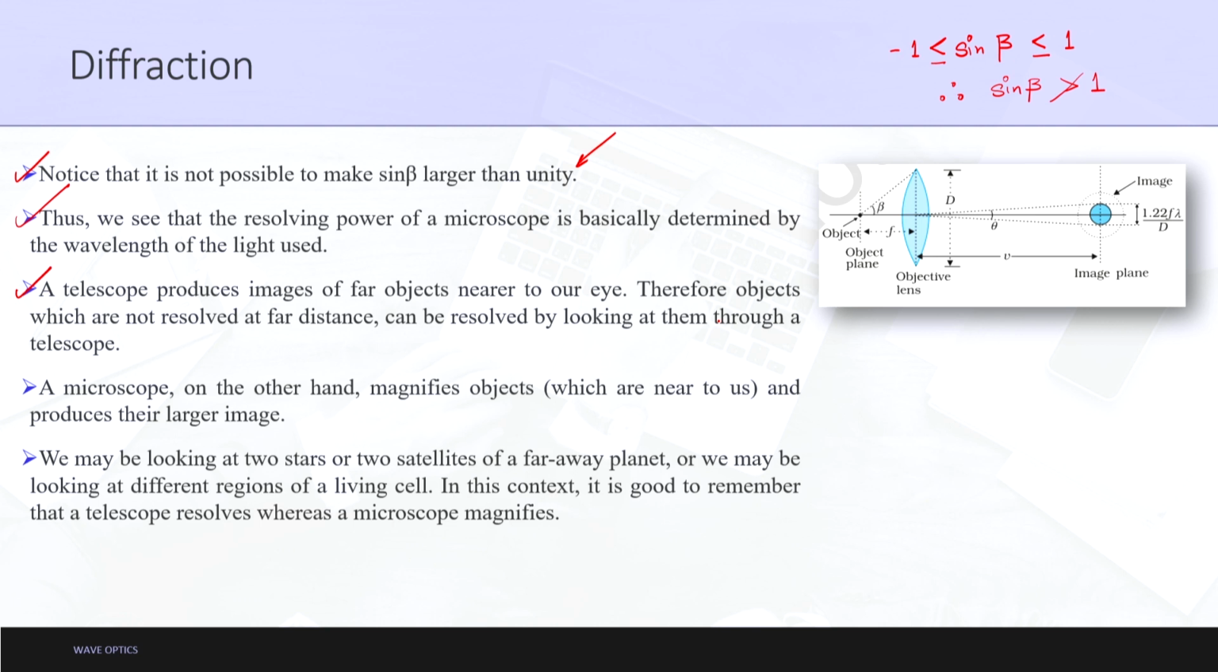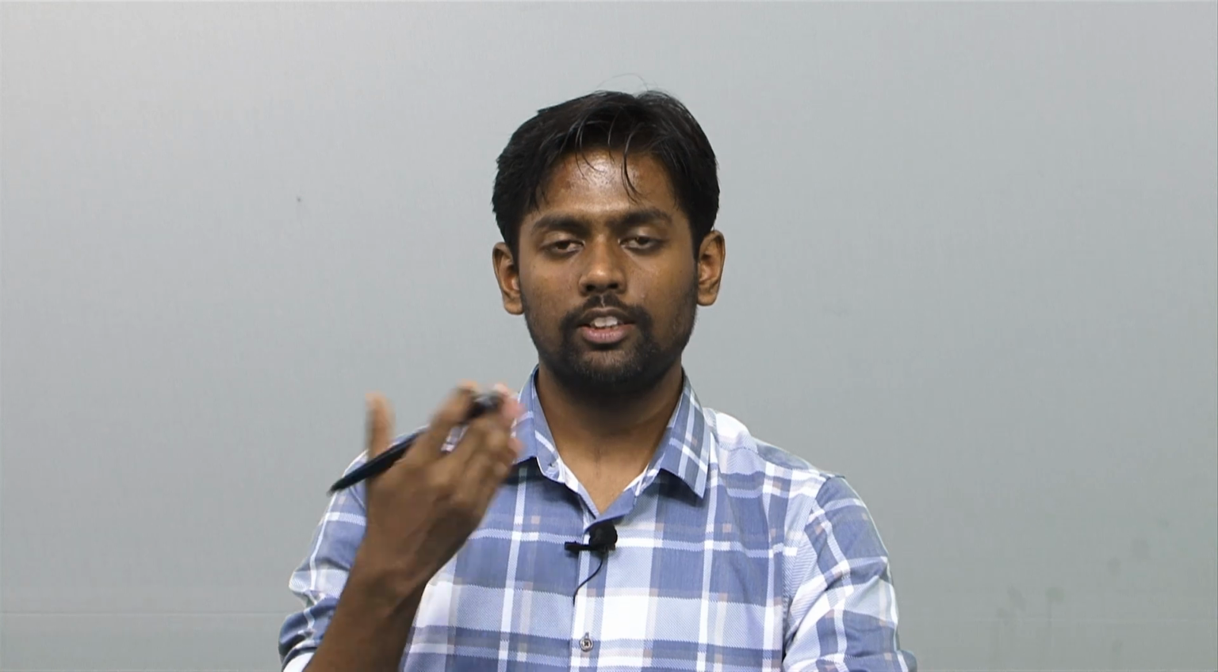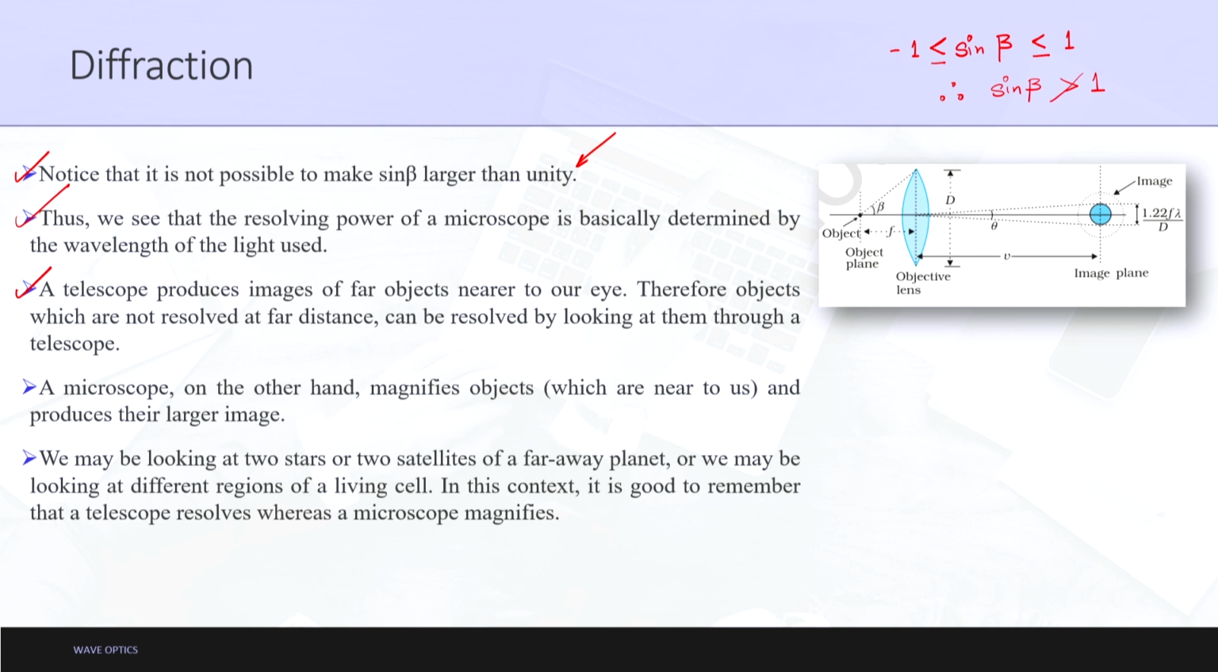Things which we cannot see clearly, such as the moon, stars, planets and comets, which cannot be seen by the naked eye as a very sharp image, can be viewed using a telescope. Similarly, a microscope, on the other hand, magnifies objects which are near to us and produces their large image. This is an application opposite to the telescope.